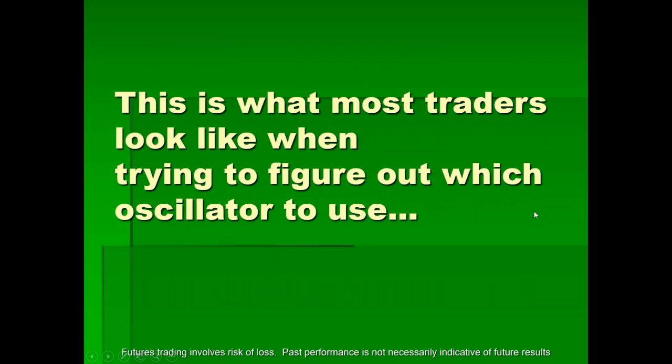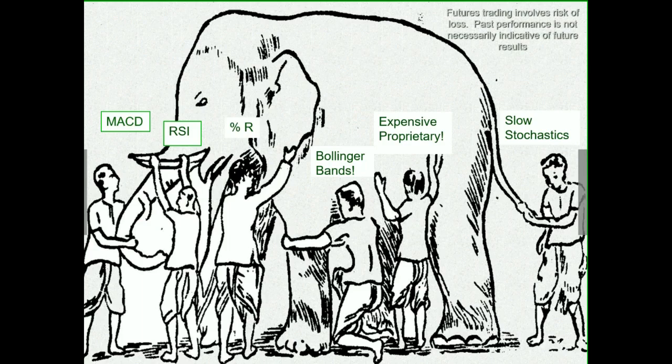Now, this is what most traders look like when trying to figure out which oscillator or which system to use. So you remember the story about the 6 blind men who felt a different part of an elephant, right? And each one felt like, oh, they knew exactly what they were touching. Well, the same can be said for traders. Some people are going to say, oh, this is MACD. This is the best thing. I know this was going to be the best I can use.